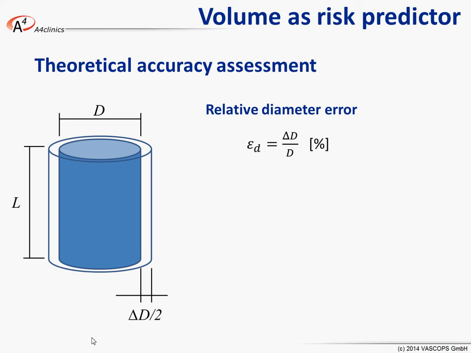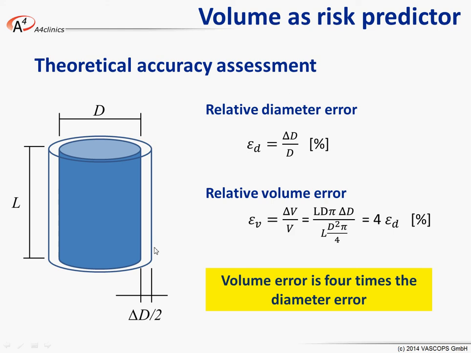Now the relative diameter error can easily be computed by delta D divided by D, which gives you the error in percent. This mismatch of diameter measurements also causes a volume error, and if you do the basic math here, you will see that the relative volume error is 4 times the relative diameter error. So that's an important conclusion, and we will come back to that later.